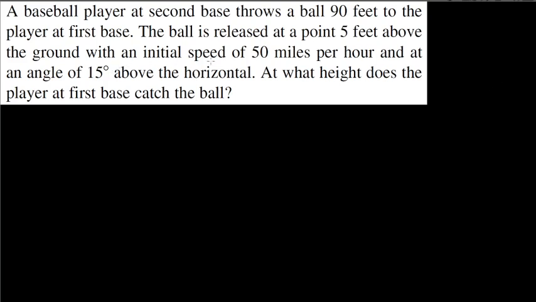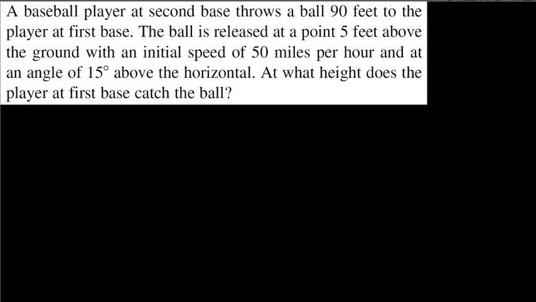So the question is this, right? We have a baseball player at second base, who throws a ball 90 feet to the player at first base. The ball is released at a point 5 feet above the ground with an initial speed of 50 miles per hour at an angle of 15 degrees above the horizontal. At what height does the player at first base catch the ball?